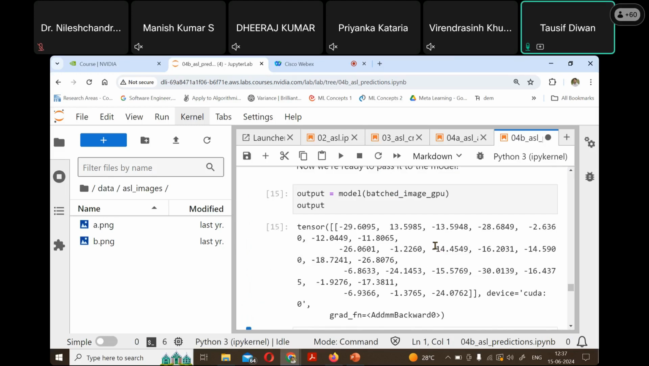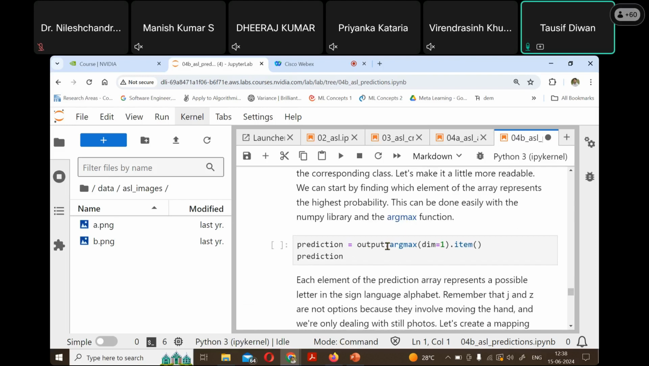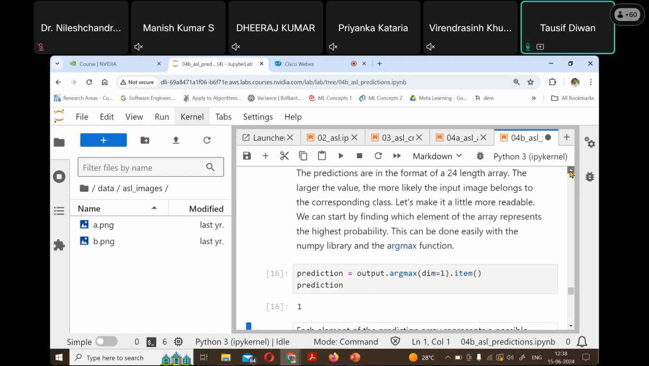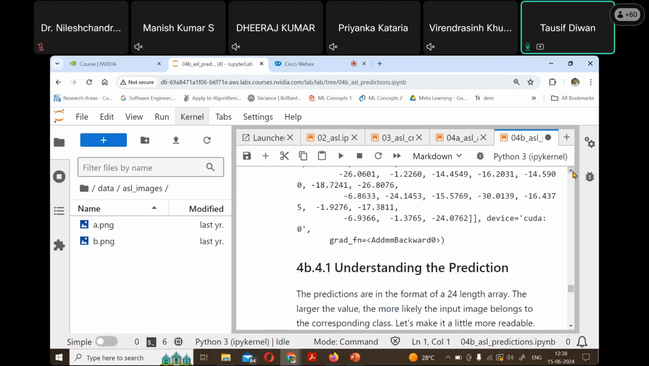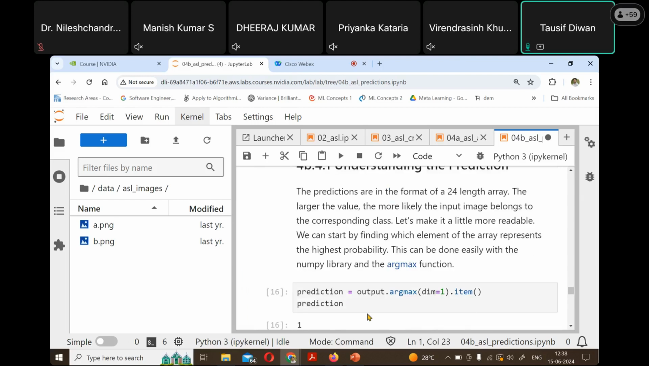So how many categories are there in total? The output categories in the ASL model are 24 in total. But see, this is not a readable prediction. How can we read it? This is the output of the first neuron, this is the output of the second neuron, this is the output of the third neuron. So we will try to convert this into some readable prediction. We will use argmax. Here we are getting the index of the largest entry in this vector. The largest entry is 13.59, and the index of it is 1. So it is predicting 1.